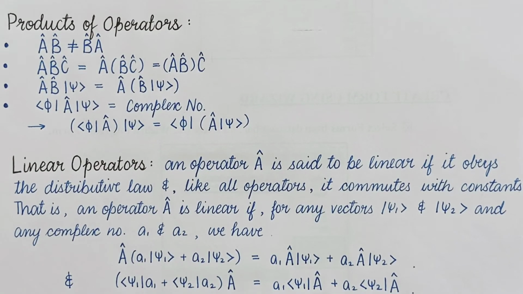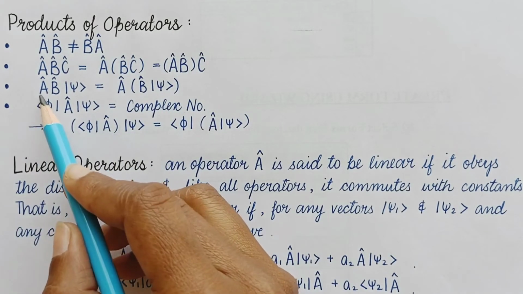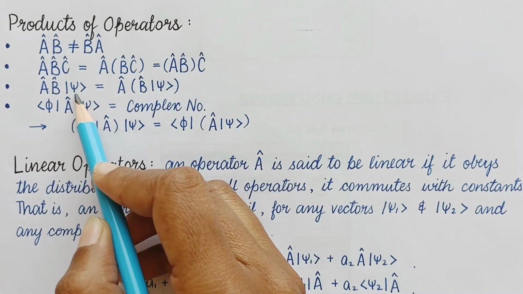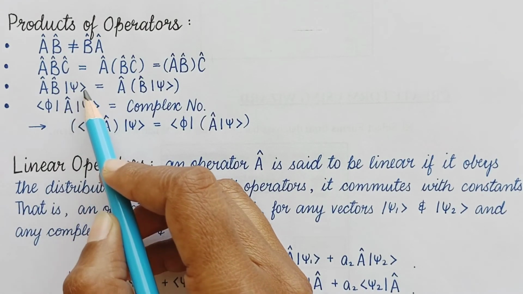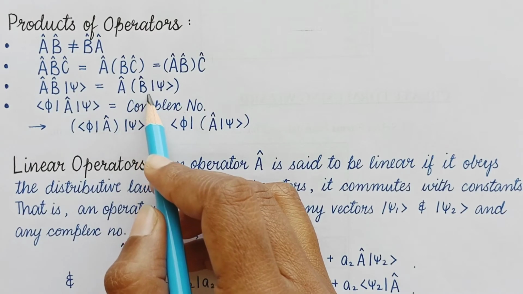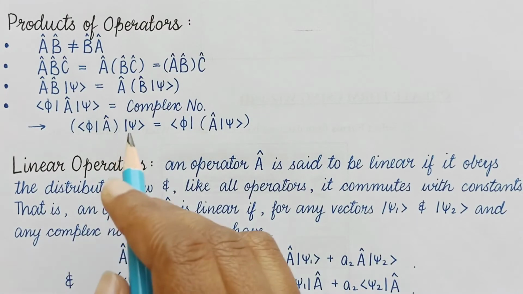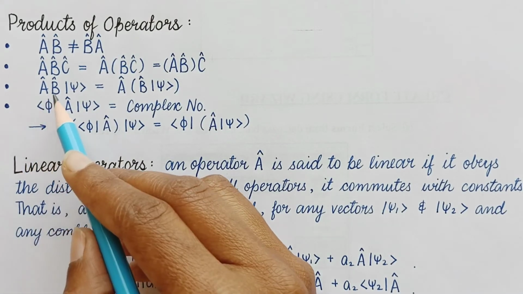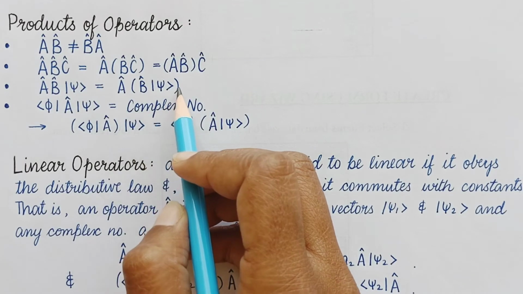Now moving further to the third property, when we take the product of two operators, that is A and B, on a ket, the operator B will act first on the ket vector, then when we get a new vector, A will act on the new vector. Mathematically, AB ket psi gives A bracket B ket psi.